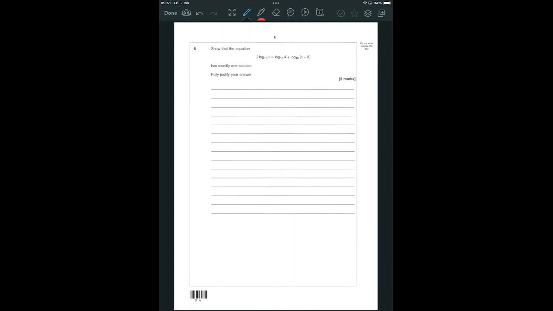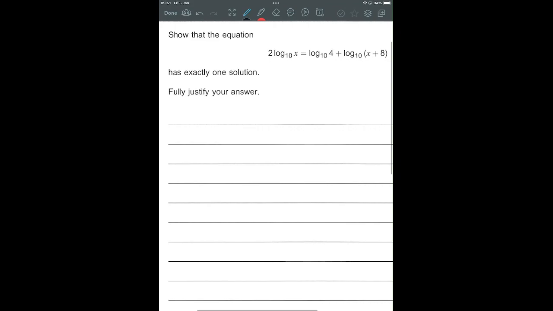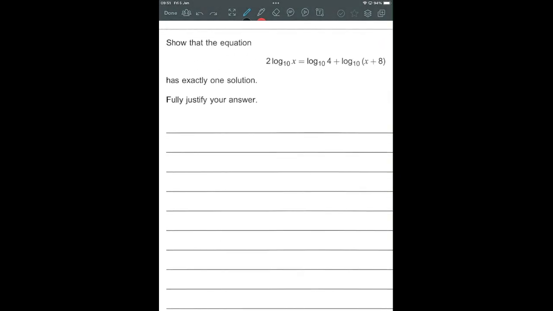Question 6, log equation. This is quite nice as a log equation goes. And when I say nice, I do mean quite unpleasant. Show that that equation has exactly one solution. Okay, the trick with log equations to start with is to get rid of the logs. Now, we can't get rid of the logs just by crossing them all out. That would be completely fictitious. So instead, oops, went back too far. Our trick is to turn both sides into log of something. So the left hand side we can write as log of x squared.